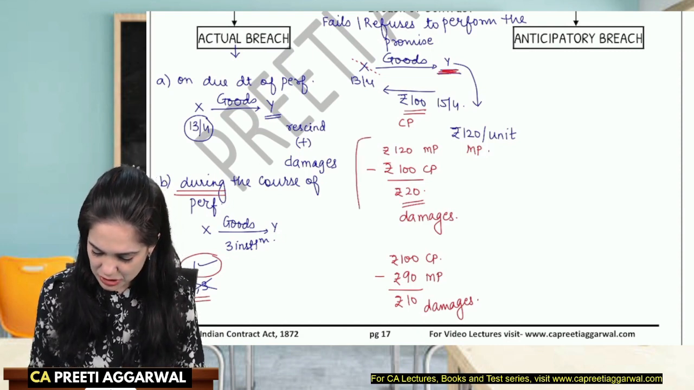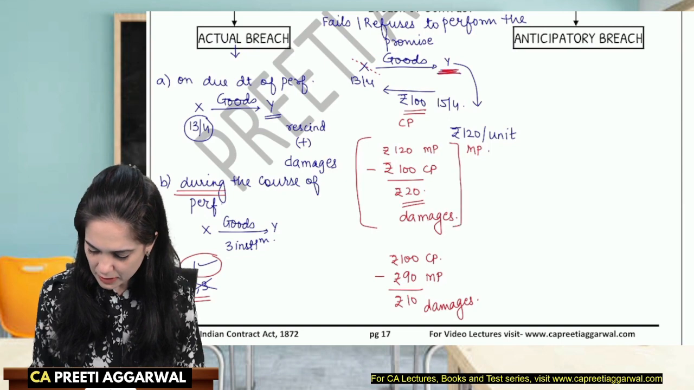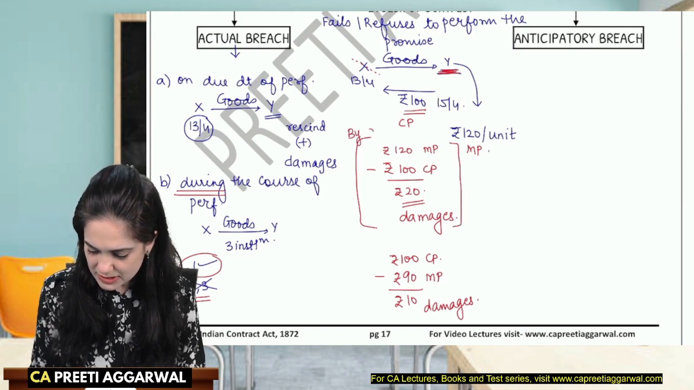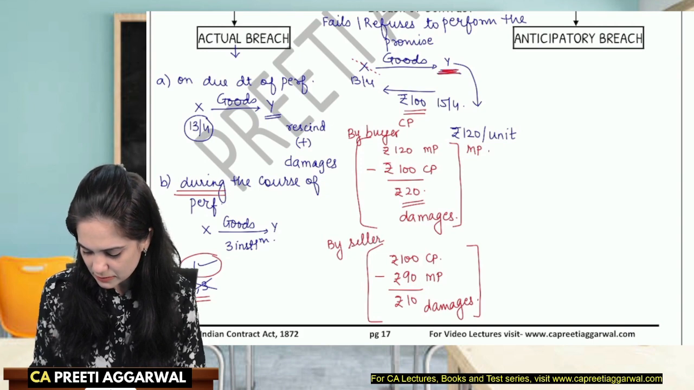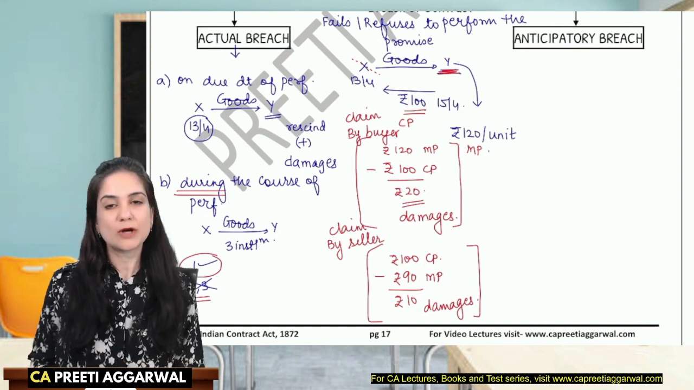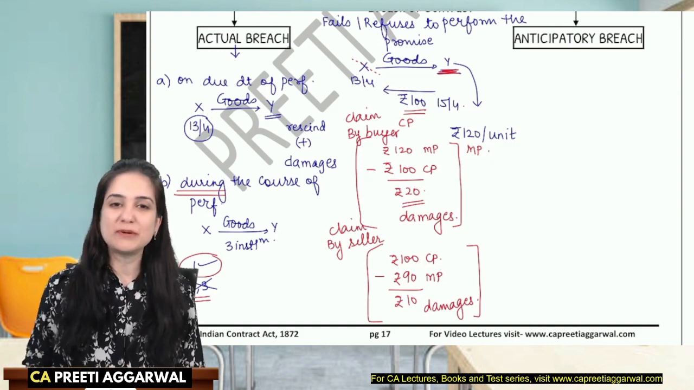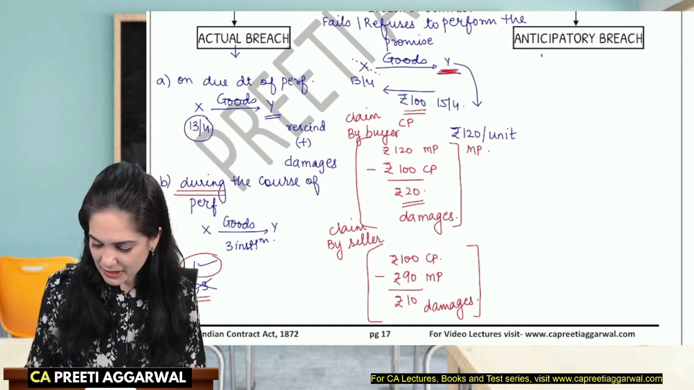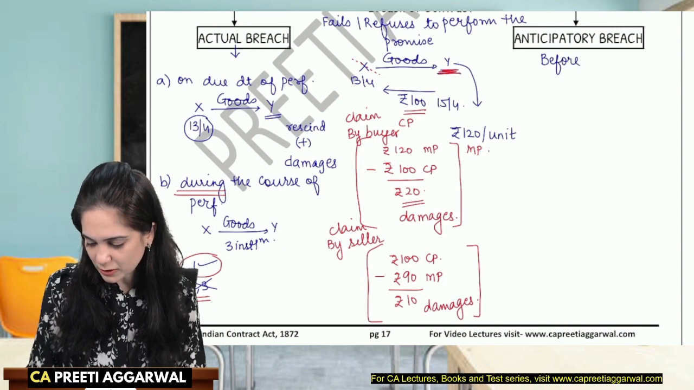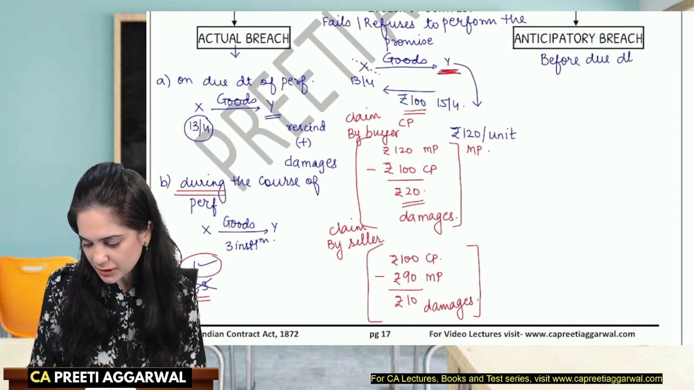So these are the damages which can be claimed by the buyer, and these are the damages which can be claimed by the seller. Claim by buyer and claim by seller. All right. What is anticipatory breach of contract? Anticipatory breach means breach which takes place before the due date of performance, before the due date.